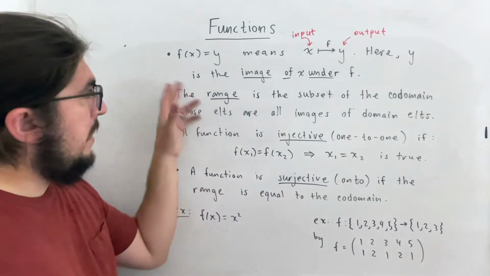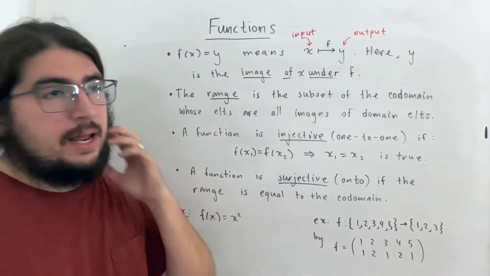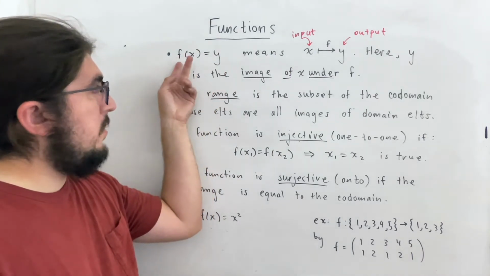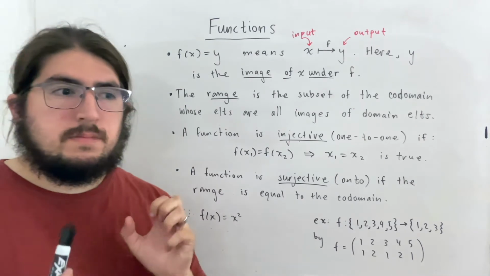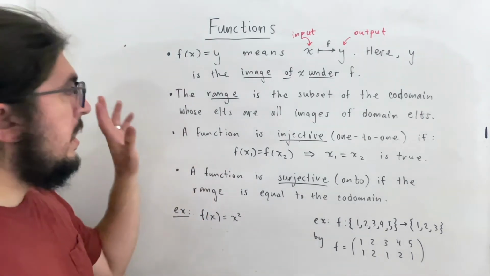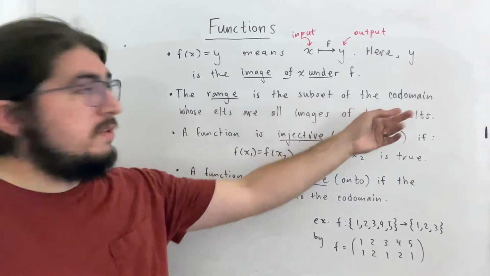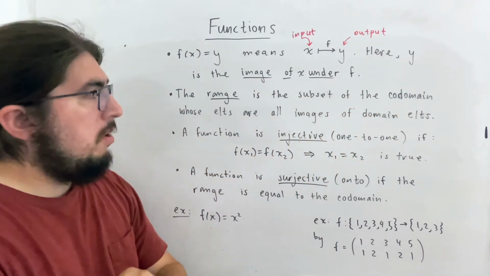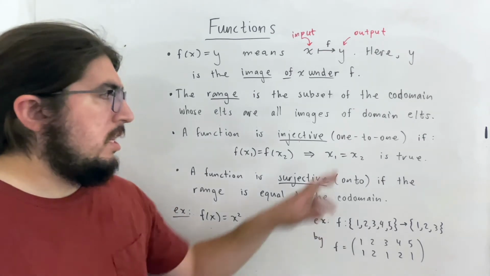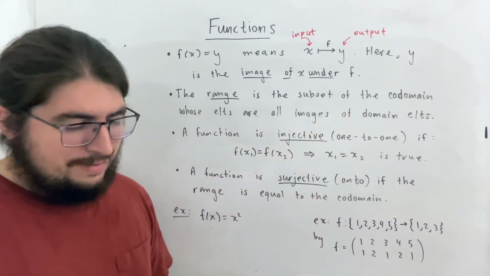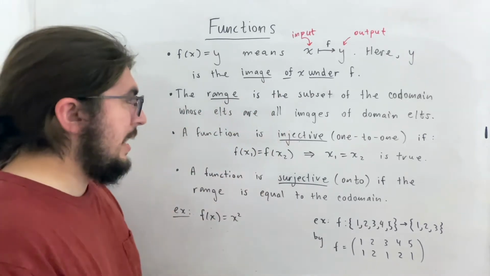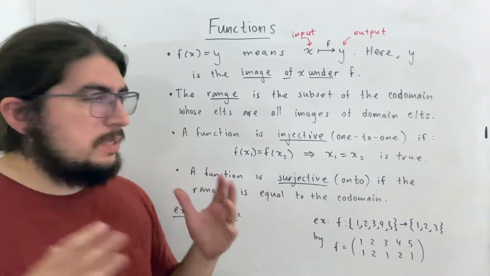So here we say y is the image of x under f. So it's what, I guess, x is assigned to, basically. x is assigned to y. The range is a subset of the codomain whose elements are all images of the domain elements. So, it's a little hard to say in words beyond what I just said. I think this sums it up exactly. It's a little abstract, so let me try to explain a little bit.